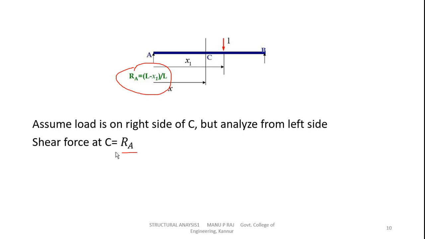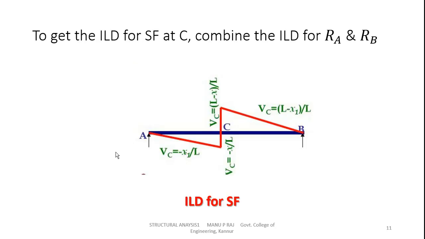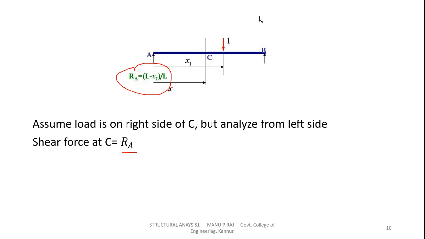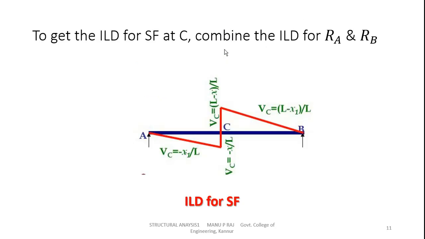Now if you want to draw the shear force at C, we need to combine these two cases, because this is shear force. In the first case, the force is acting just left side of C. In the second case, the force is acting just right side of C. So if you combine these two cases, you'll get the shear force at C.